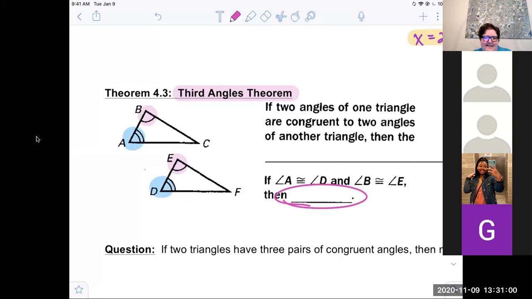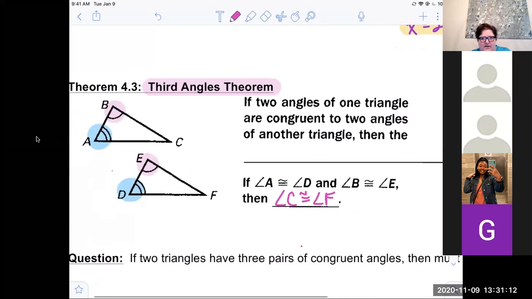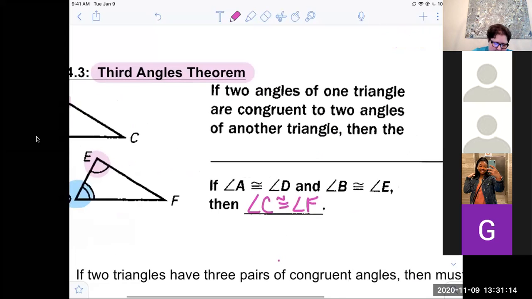My fault. It should be C is congruent to F. Angle C is congruent to angle F. Now, this is saying given two triangles and two pairs of congruent angles, then the third angles are congruent. That's why it's called the third angles theorem.